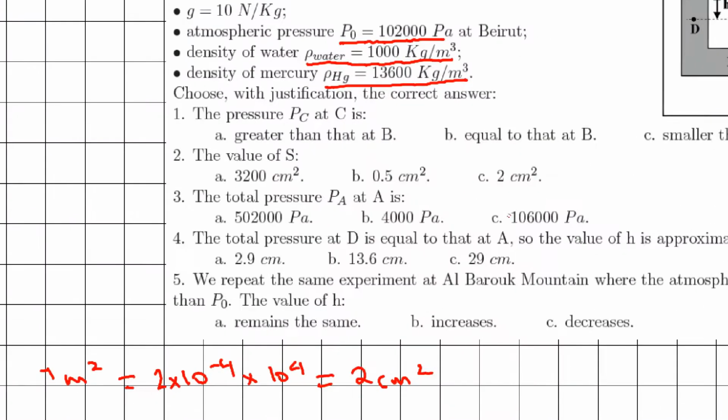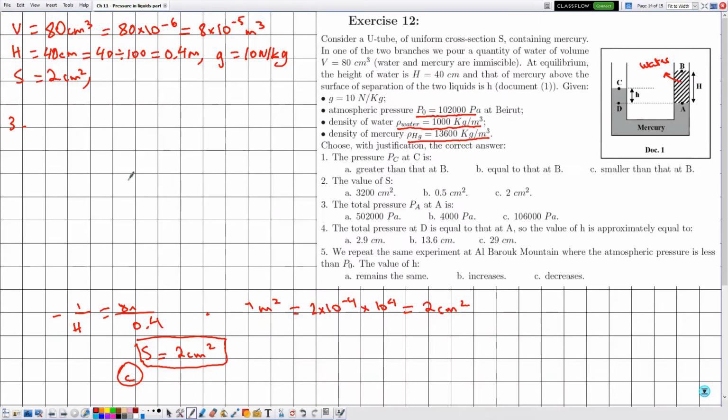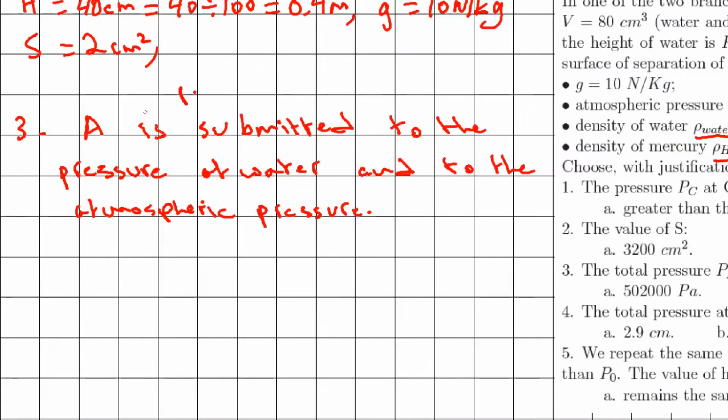Now here we are interested in the total pressure. So let's say that A is submitted to the pressure of water and to the atmospheric pressure. In this case, this statement is important, and usually they give it half a mark. So half a mark for this statement.